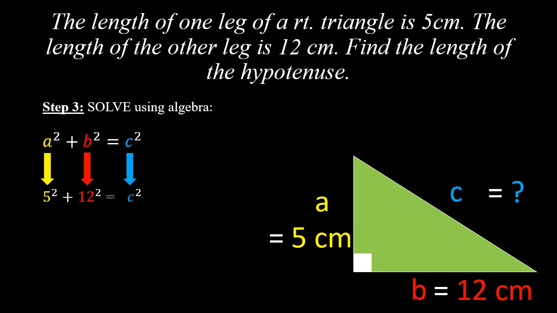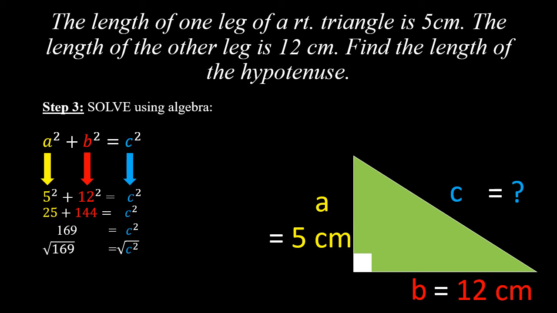Let's square the 5 and the 12 first. So 5 squared is 25, 12 squared is 144. That leaves us with 25 plus 144 equals c squared. Let's combine the 25 and the 144, which gives us 169 equals c squared. And then what's the inverse operation of squaring something? We take the square root, right, you guys? This is where our radical is going to come in. So let's take the square root of both sides.